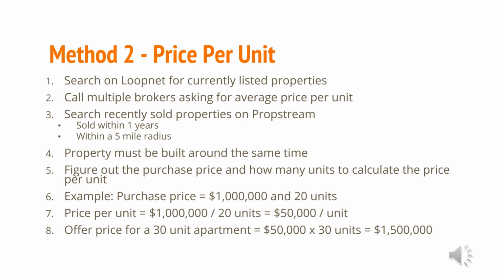After that, you want to figure out the purchase price and how many units to calculate the price per unit. For example, if the purchase price is $1 million and it's 20 units, you take $1 million, divide by 20, and you get $50,000 per unit. Now with that number, let's just say you want to make an offer on a 30-unit apartment complex. You'll take $50,000 times 30 units, which equals $1.5 million. Pretty simple.